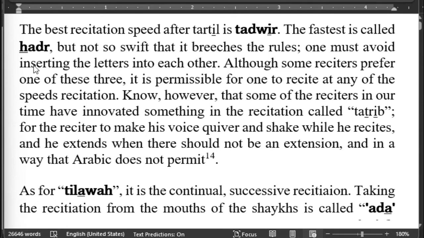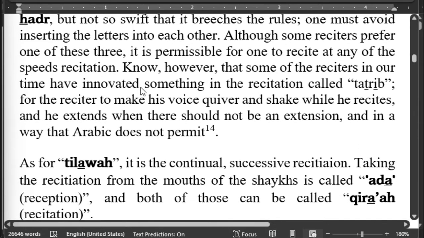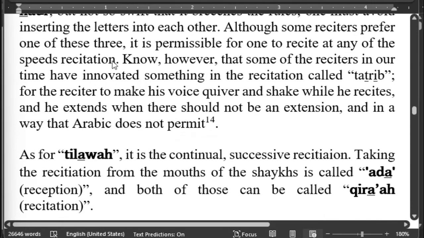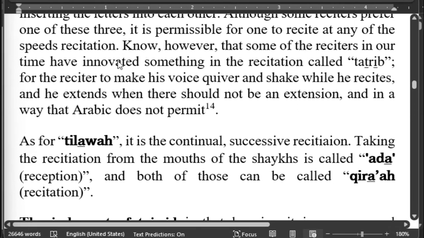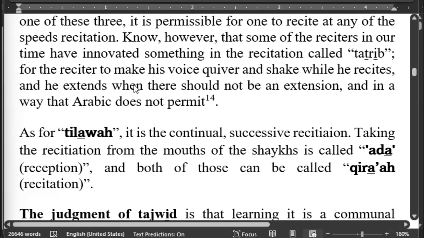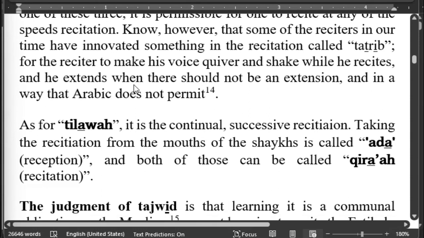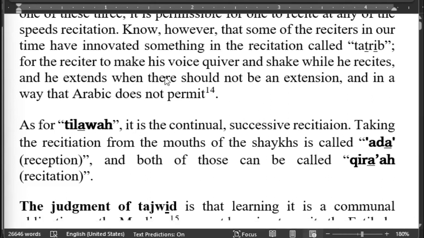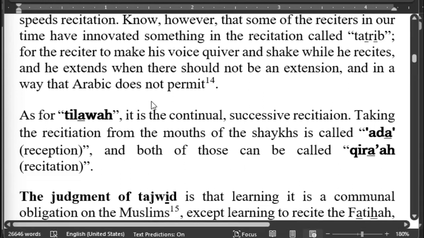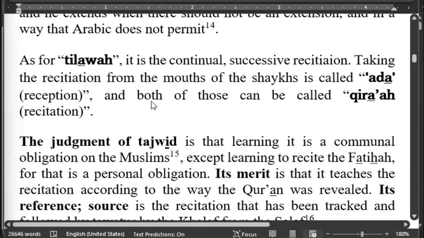Although some reciters prefer one of these three, it is permissible for one to recite at any of the speeds of recitation. Know, however, that some of the reciters in our time have innovated something in the recitation called tatrib, for the reciter to make his voice quiver and shake while he recites. And he extends where there should not be an extension, and in a way that Arabic does not permit.